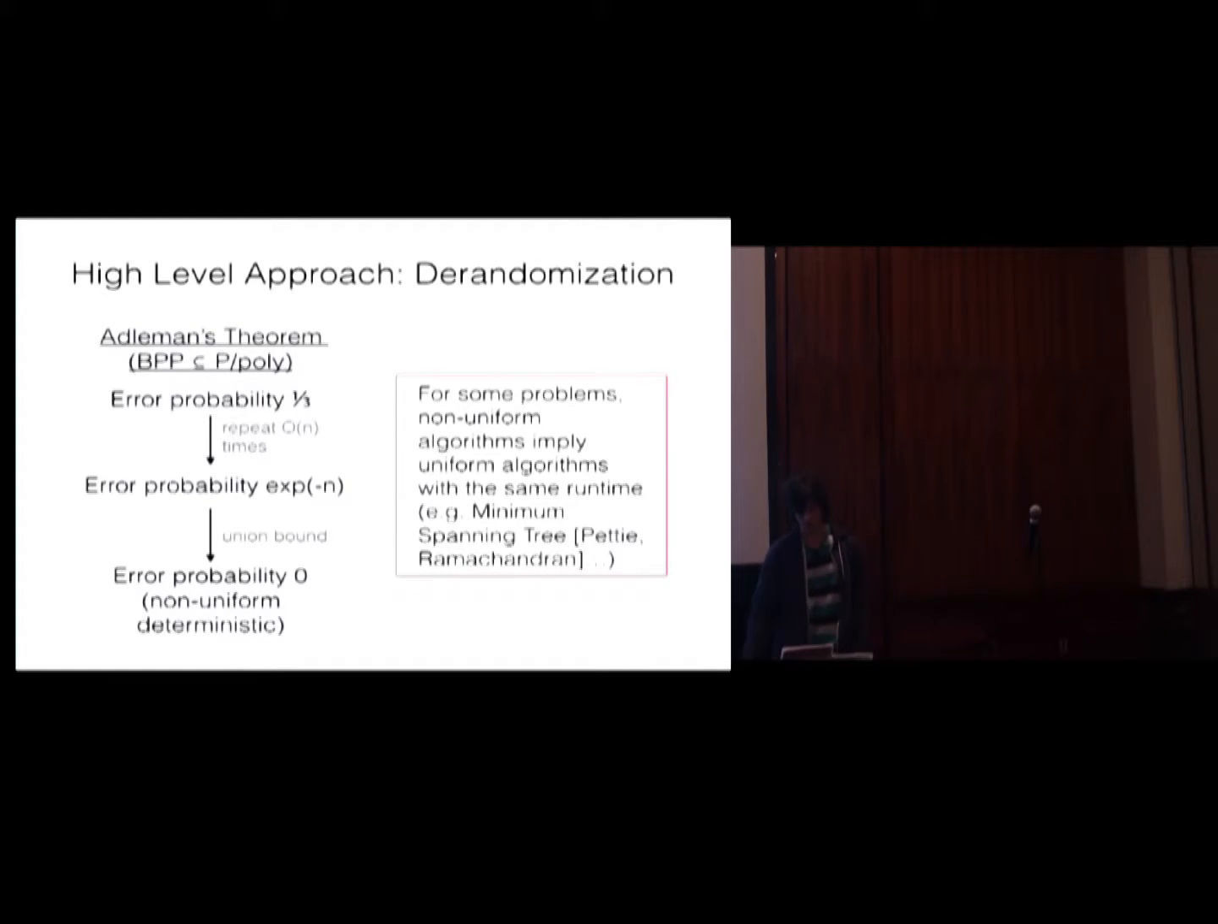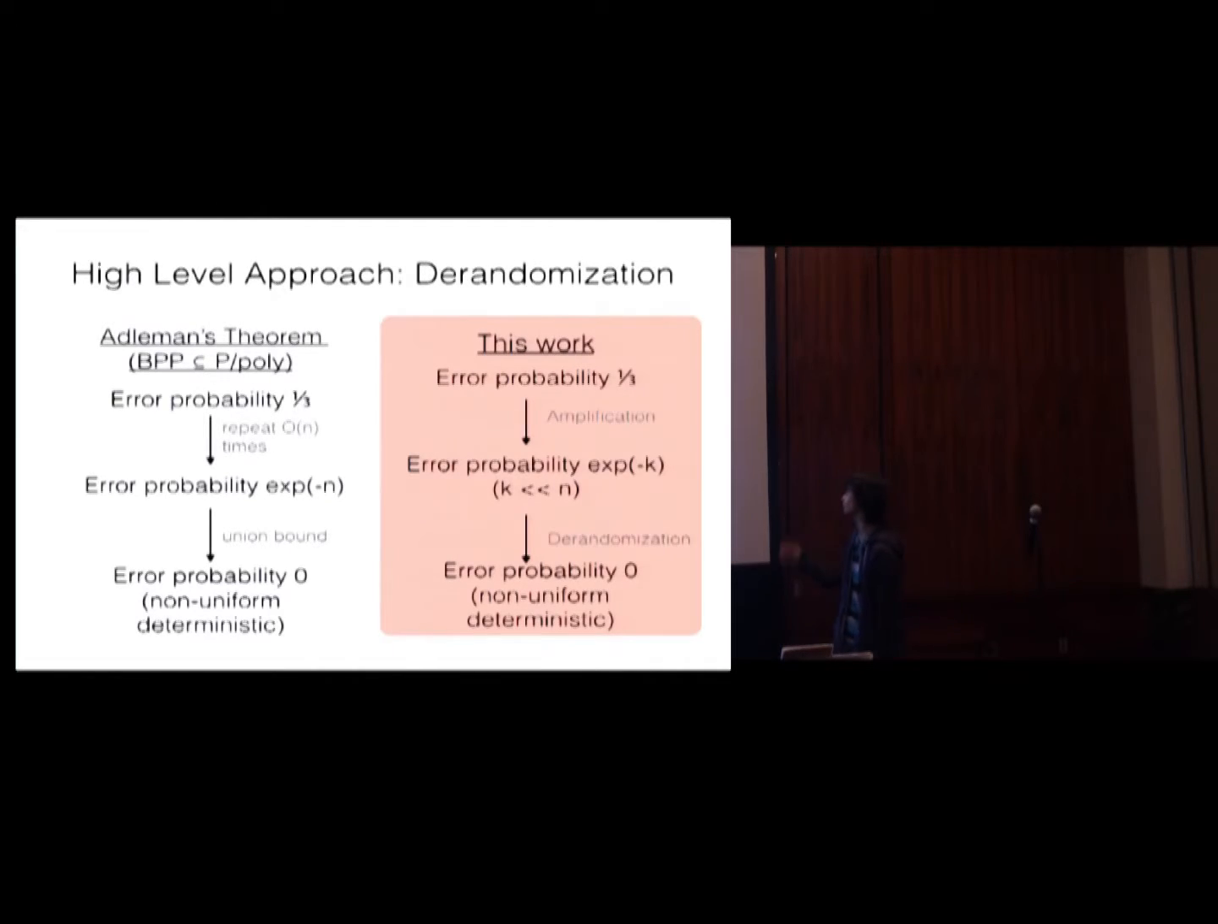Another weakness in Adelman's theorem is that the final algorithm that we get is a factor of n slower than the original randomized algorithm. So for certain algorithms, when we apply something similar to Adelman's theorem, we try to avoid this O of n blow-up.